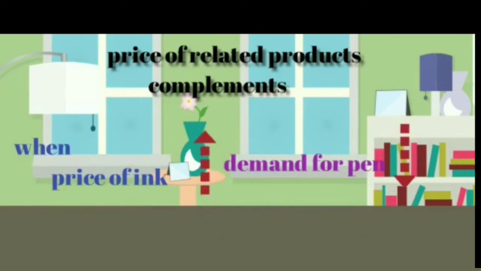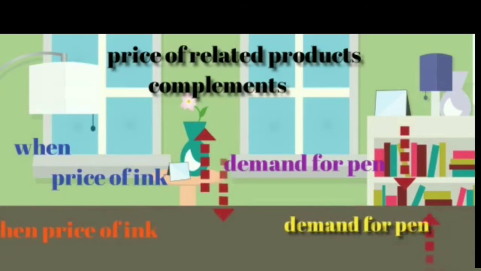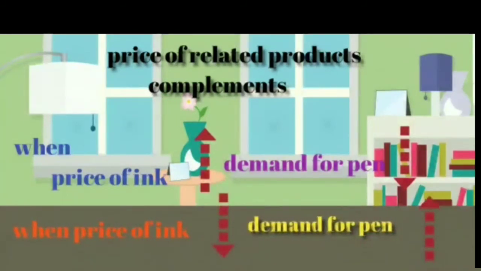Now when price of ink is increasing, demand for pen will decrease. When price of ink is increasing, I'll buy fewer pens, because I have to use them together. When one's price increases, I will use the other one in lesser amount. Same way, when price of ink is decreasing, demand for pen will increase. I'll buy more pens and use the ink.